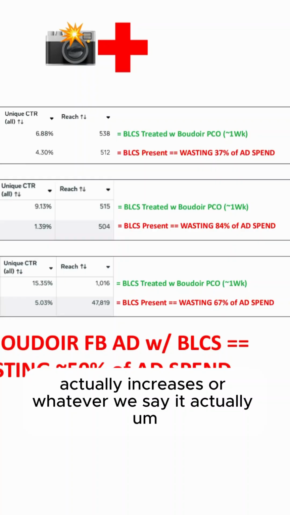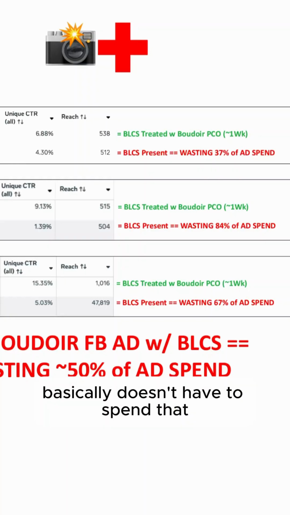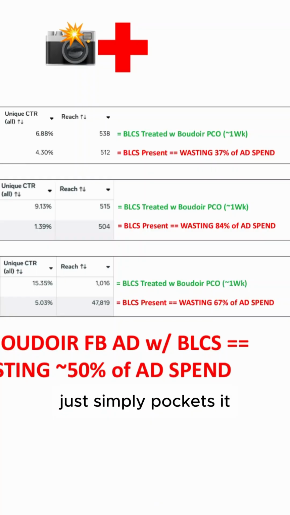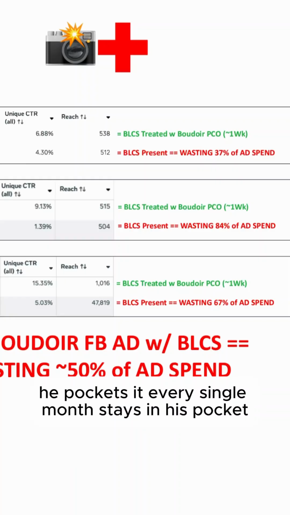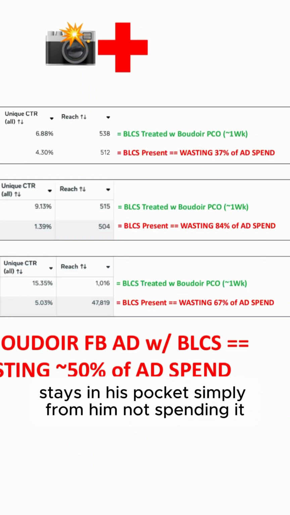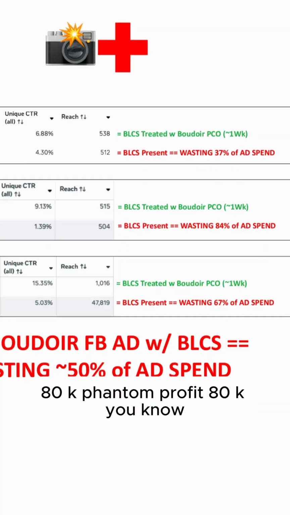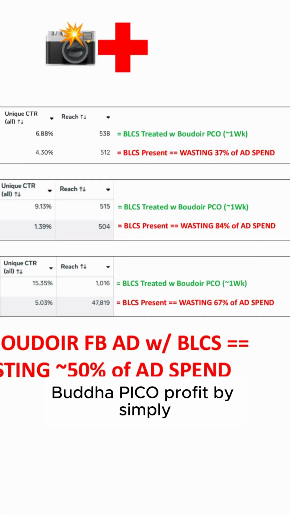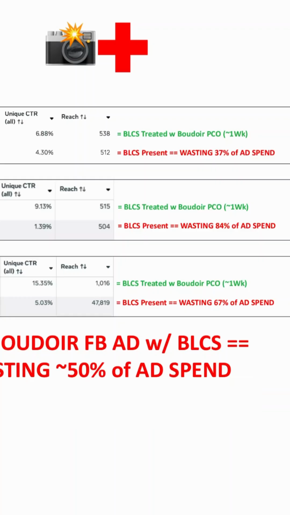He basically doesn't have to spend that, he just simply pockets it, kind of a phantom profit or a Boudoir Pico profit. He no longer has to spend it. He pockets it every single month. It stays in his pocket simply from him not spending it. And at the end of the year, it's like what, 80K bonus, 80K phantom profit, 80K Boudoir Pico profit by simply running this one treatment of Boudoir Pico.